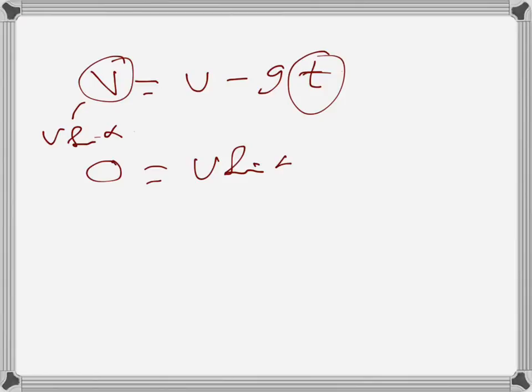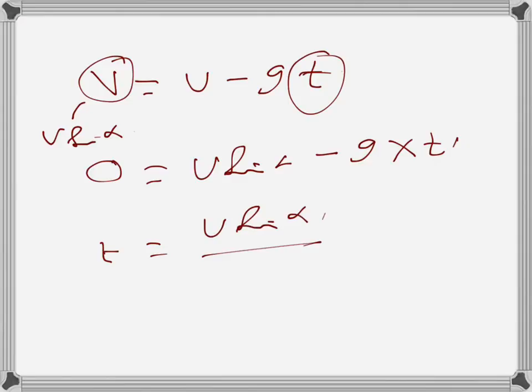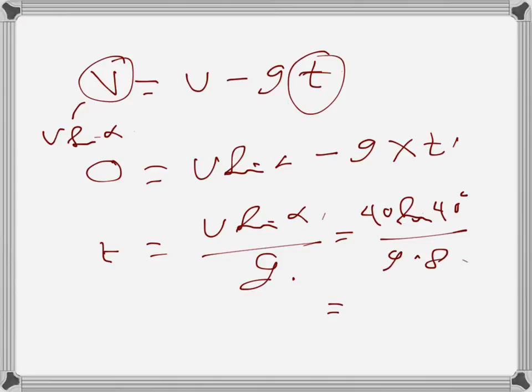U cos alpha, that is the horizontal component, is constant throughout the travel. So u sine alpha is g times t. T we need to find out. So t is u sine alpha over g. So that's 40 sine 40 degree over 9.8. That is 2.62 seconds approximately. So that's half of the travel time.